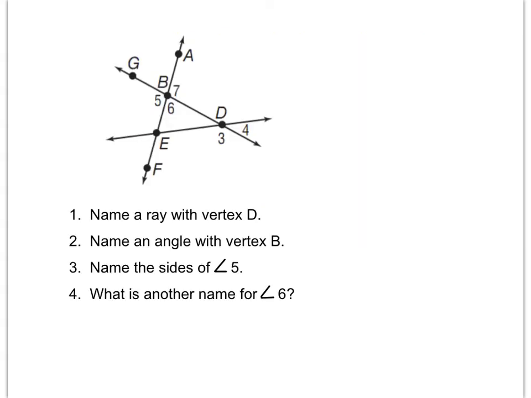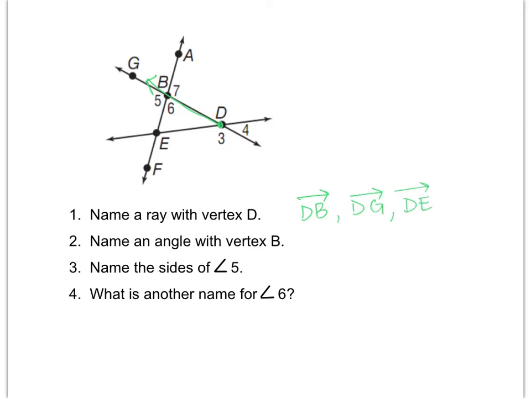So this is what your homework is going to look like. You're going to have a picture, and then you're going to answer some questions. Name a ray with vertex D. So we need to name a ray that starts at D. There's more than one answer that would work, but if you think about a ray starting at D and then going off in one direction, one answer could be ray DB. It starts at D, goes toward B. I could also name that same ray, ray DG, because it also starts at D and keeps going out towards G. You could also name this DG. That's actually the same ray. There are other ones too, like you could use ray DE as well. So you really only needed to use one of those answers.